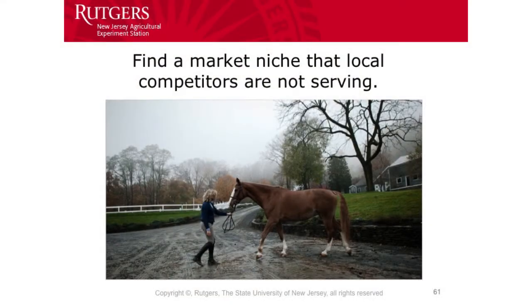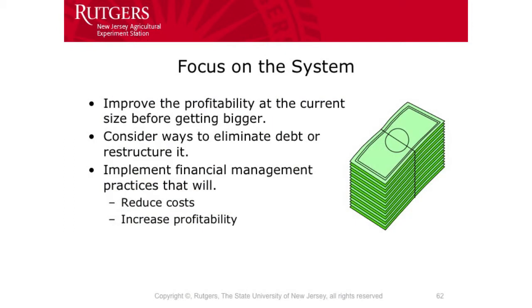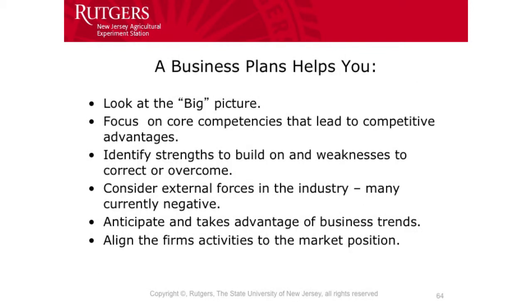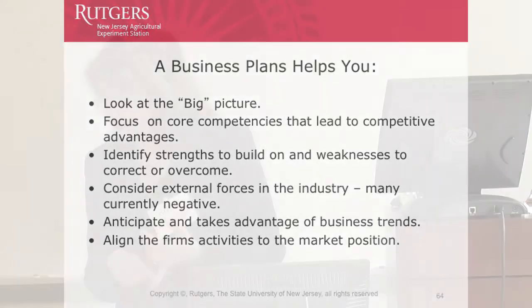Again, we talked about your niche, and I think you are all good about finding that. And look at the system. Like I said, bigger isn't necessarily better. Think about restructuring and eliminating debt before you want to get bigger. A lot of times people just say, I'm going to sell more, but you need to fix what's wrong before you get bigger. So we talked about a risk management plan. Look at the big picture, look at your core competencies, build on your strengths, and overcome your weaknesses.